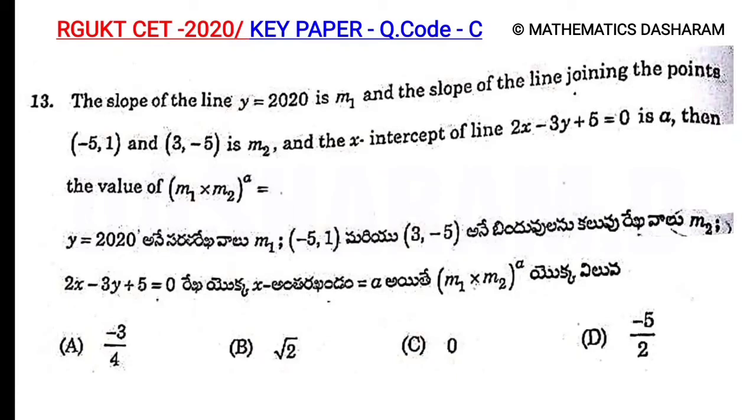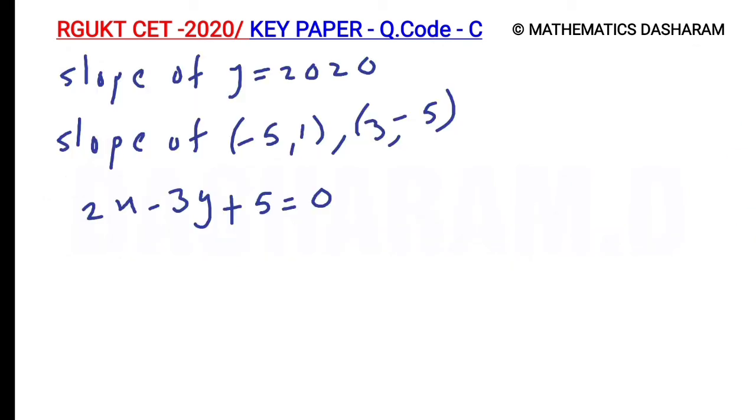13th problem: the slope of the line y equals 2020 is m1. Next, the slope of the line joining the points is m2. Next, the x-intercept of the line is a. Then what is the value of (m1 into m2) all to the power of a? To get the m1 value, we compare with y equals mx plus c. So m is the slope of the line, so here m1 will become 0.